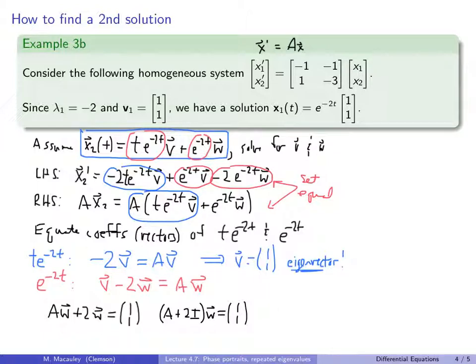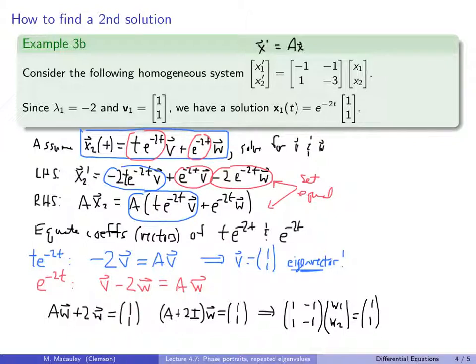And now we know what A plus 2I is. It's this matrix plus 2I, so let's actually write that again. So A plus 2I is the matrix, so let's add 2 to this entry and add 2 to that entry. And we get [[1, -1], [1, -1]] times w, let's call that (w1, w2), equals (1, 1).